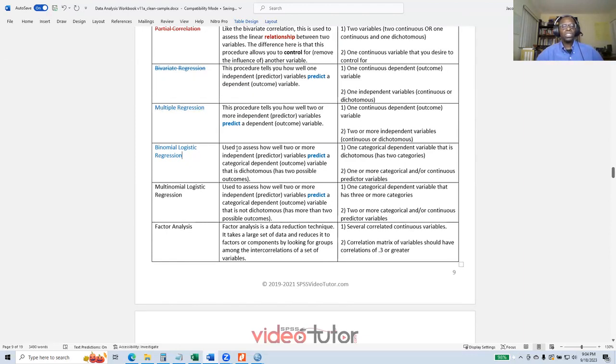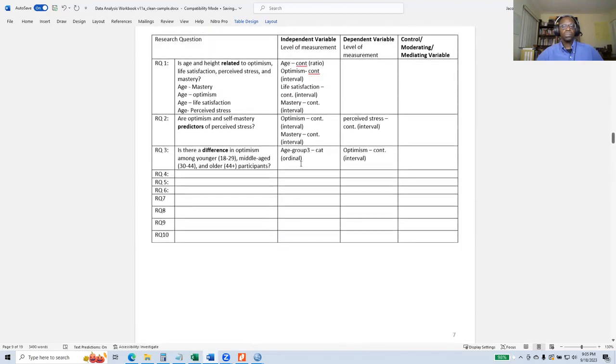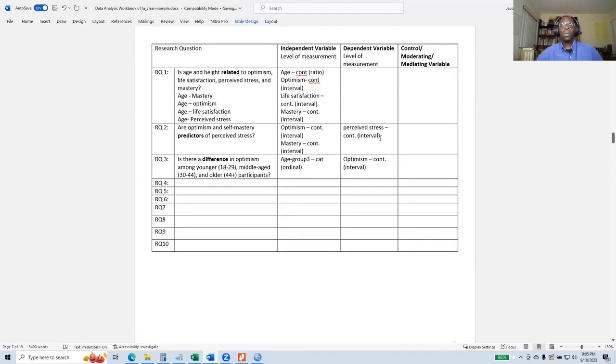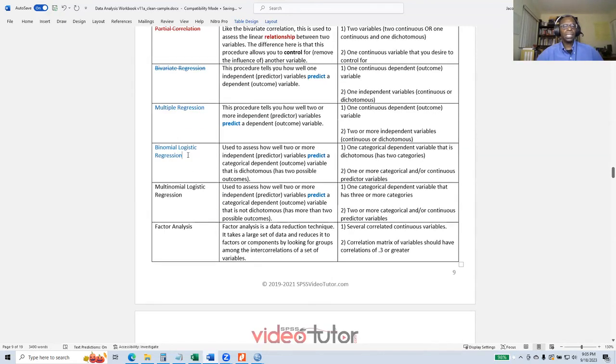And then binomial logistic, used to assess how well two or more independent predictor variables predict a categorical dependent outcome variable. Our dependent variable, our outcome variable, is not categorical. It's continuous. So that's out. So we eliminate this.